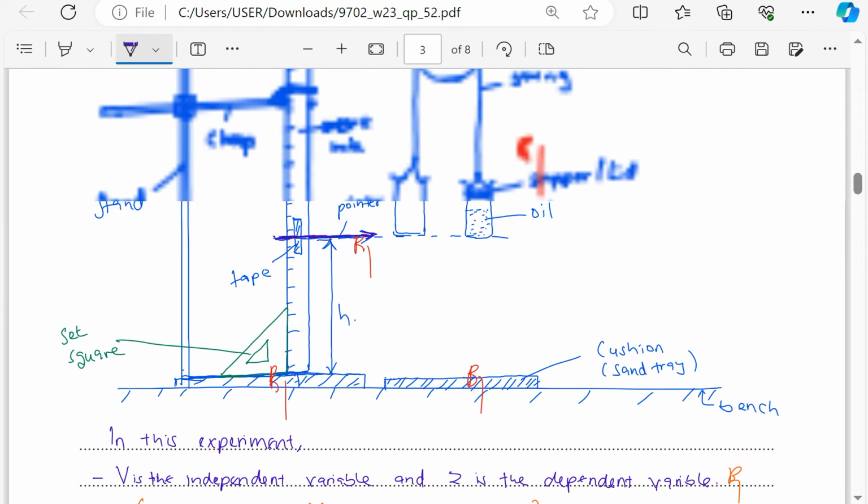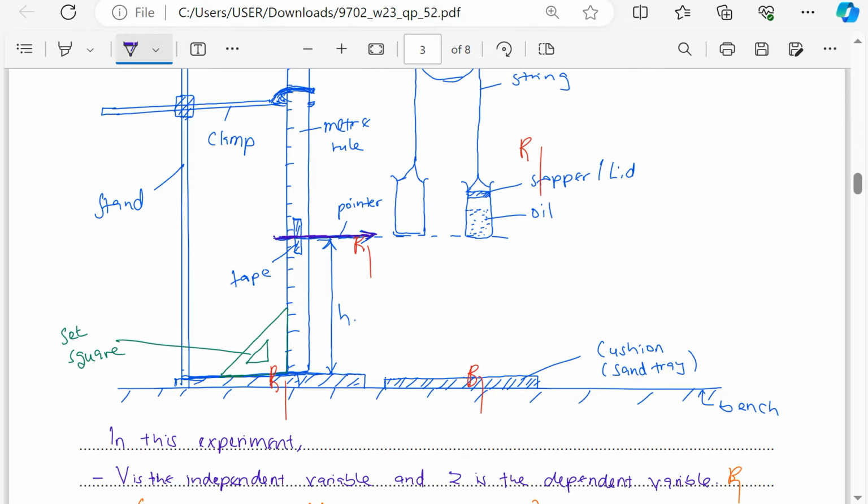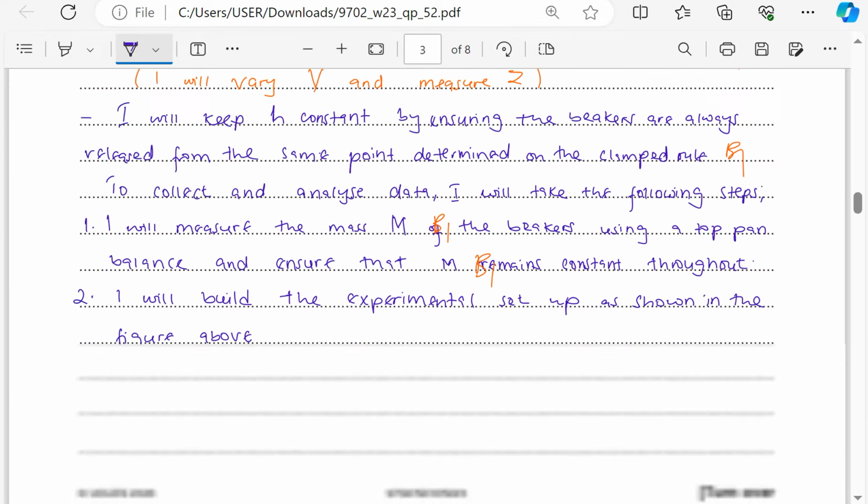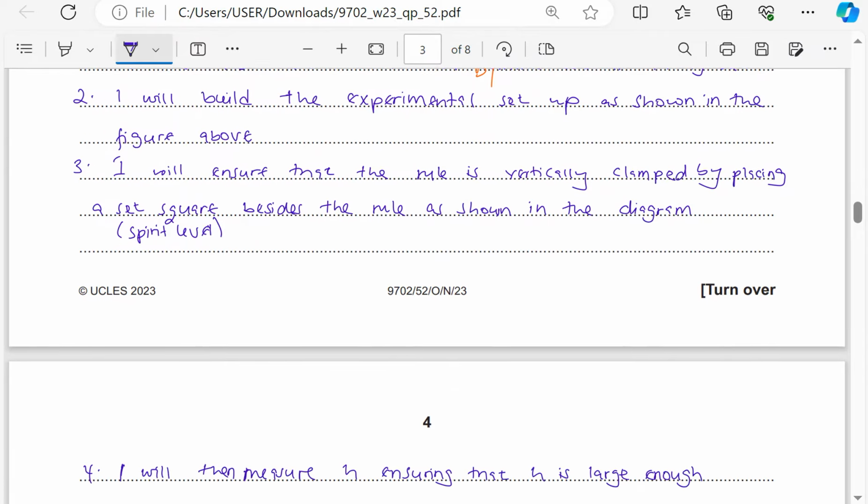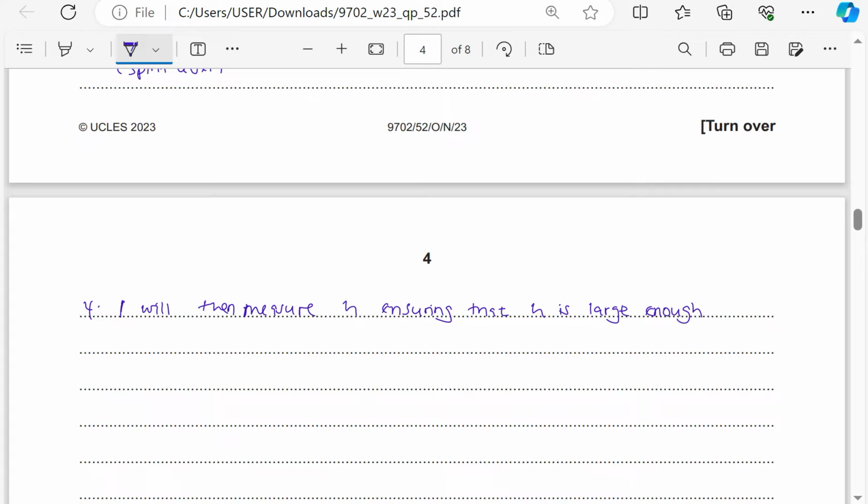If it is very short, if it's a short distance to the surface, it means before you press start, the cylinder will have hit the cushion, or it will have hit the surface. But if H is big enough, then you have more time to record before the cylinder hits the surface. So H should be large enough to reduce the percentage uncertainty in the time.